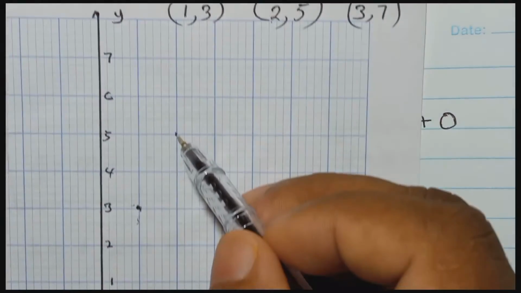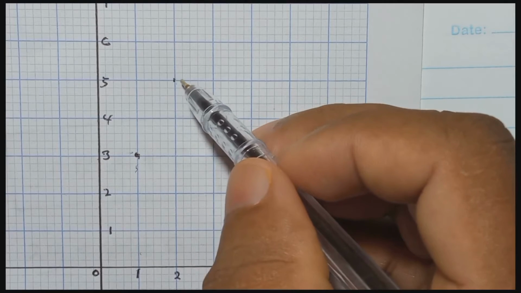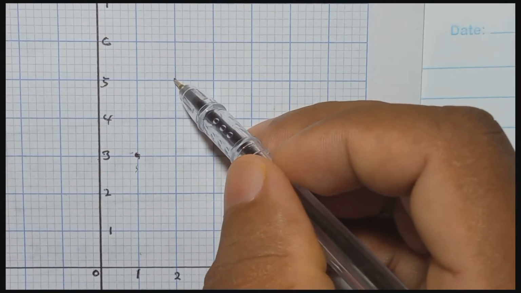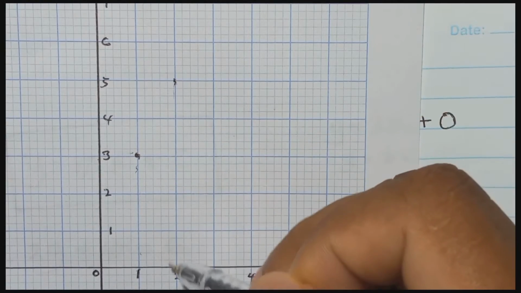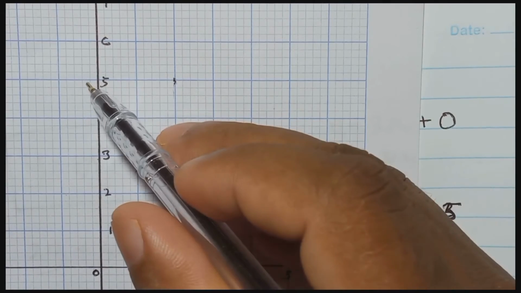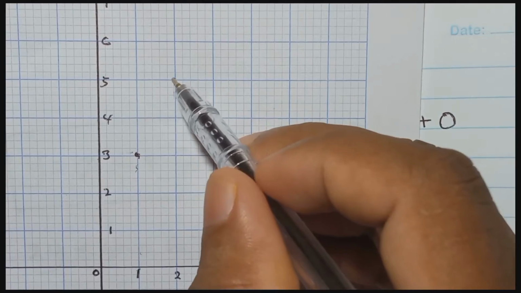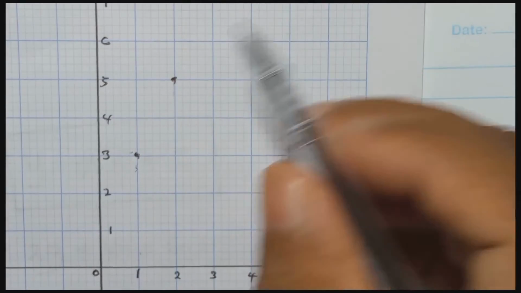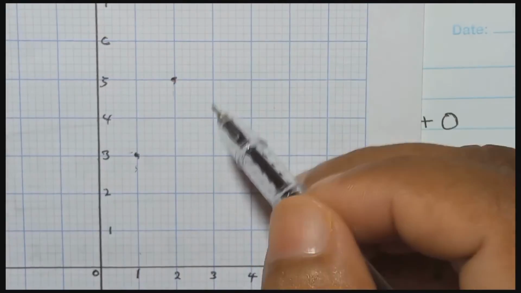Now at this point, if you go to the x-axis, it will be 2. If you go to the y-axis, the y value will be 5. So this is the next point. Like that, you need to mark the other points also, and then you have to join.